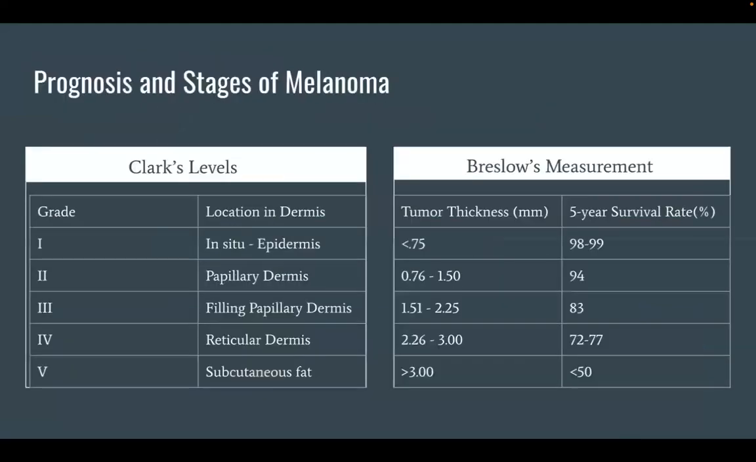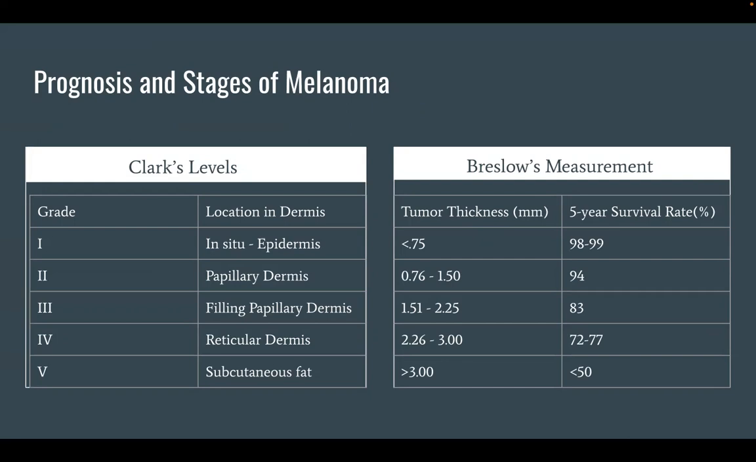So to understand how professionals and healthcare providers stage melanoma and determine your prognosis and chance of survival from melanoma, they use two different scales. One is the Clark's level scale, which is there to determine the grade or the stage of melanoma. So grade 1 is considered to be in situ, or it's only in the top layer of your skin, known as the epidermis. If it is grade 2, it's in the papillary dermis. If it's grade 3, it's in the papillary-reticular dermis junction. If it's grade 4, it's in the reticular dermis. And if it's made it all the way to grade 5, that means it's in the subcutaneous fat.